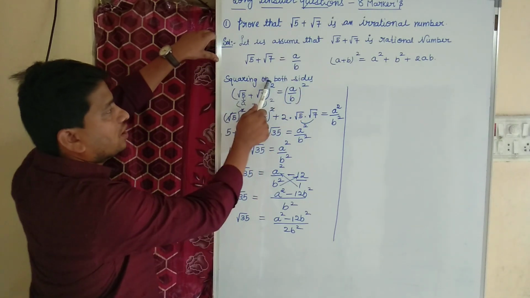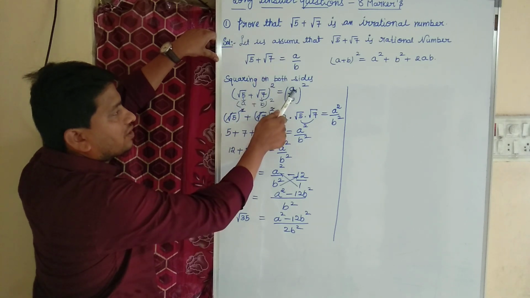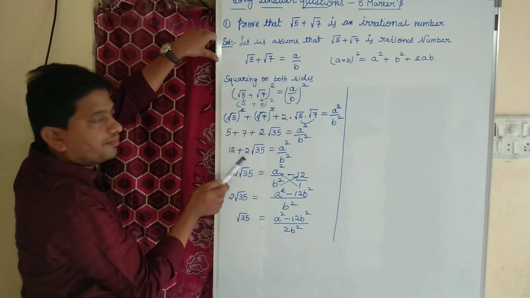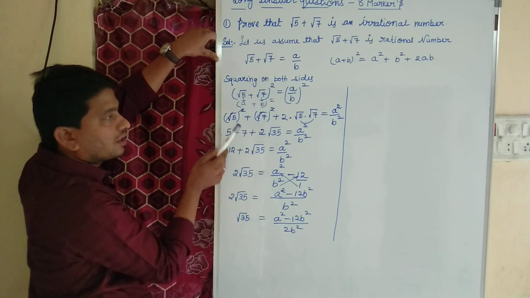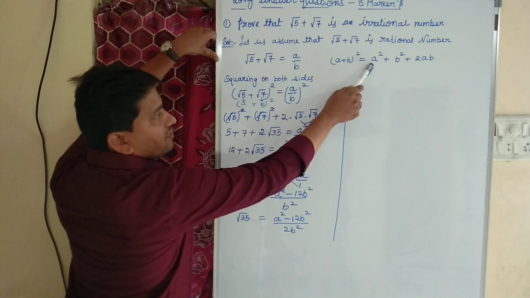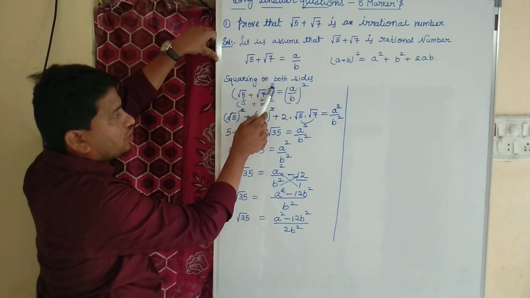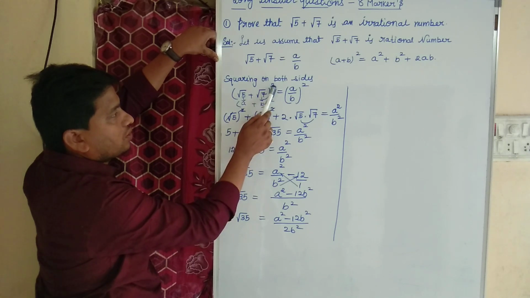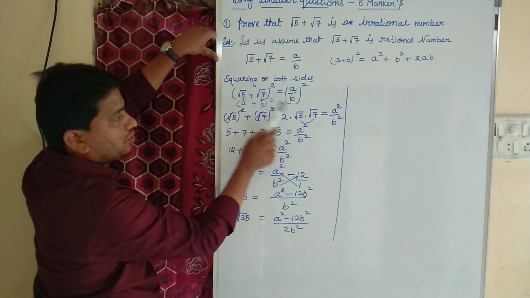Now, squaring on both sides. (Root 5 plus root 7) whole square equals (a by b) whole square, which is in the form of (a plus b) whole square. The formula is a square plus b square plus 2ab. I mean (root 5) whole square plus (root 7) whole square plus 2 into root 5 into root 7.